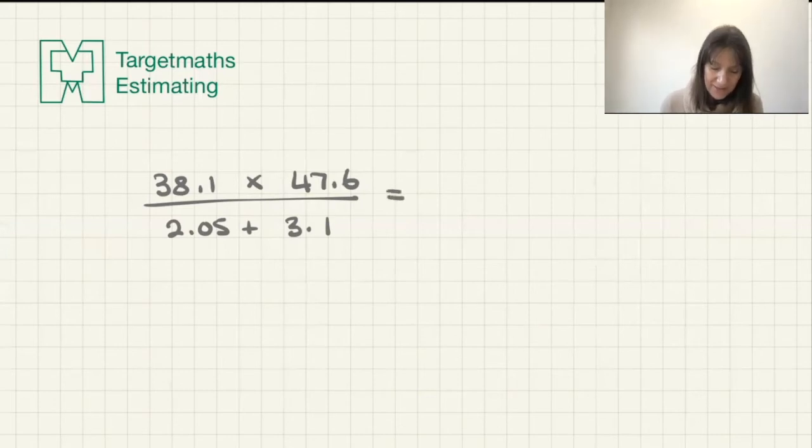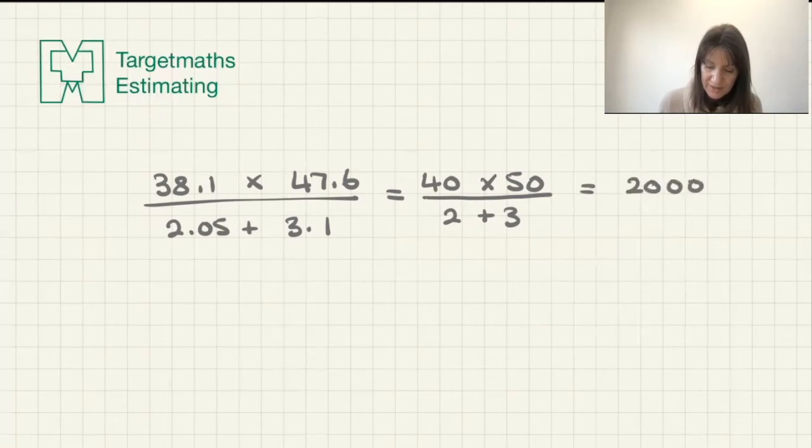Okay, so my 38 is going to round to 40. The 8 will cause that add 1. The 47 is going to round to 50 because, again, that 7 is going to cause an add 1. I've then got the 2 plus 3. I'm going to do the maths I can see. 5 times 4 is 20, and then there's 2 more zeros, and 2 plus 3 is 5.